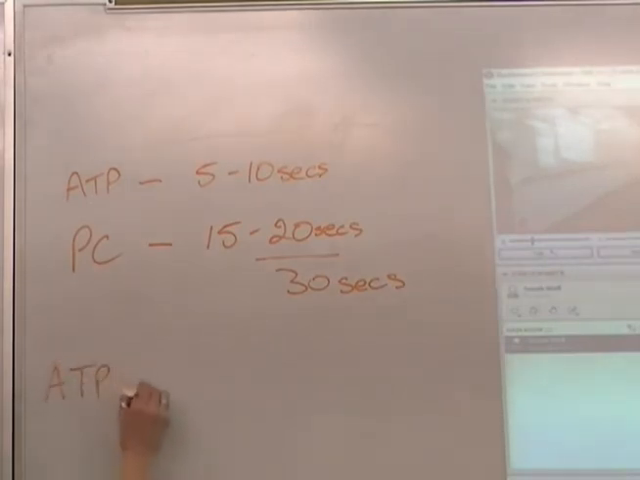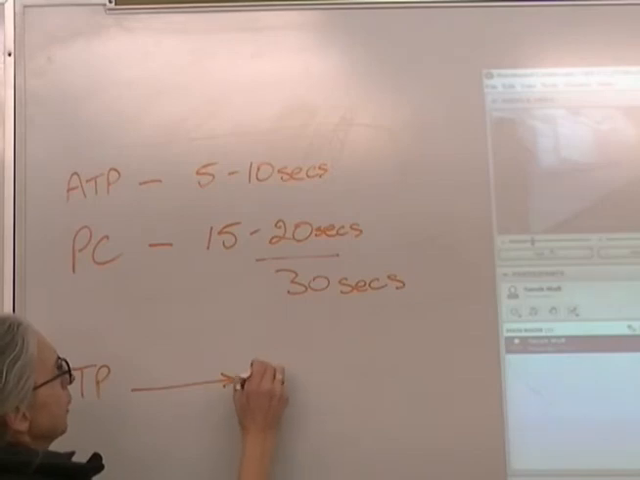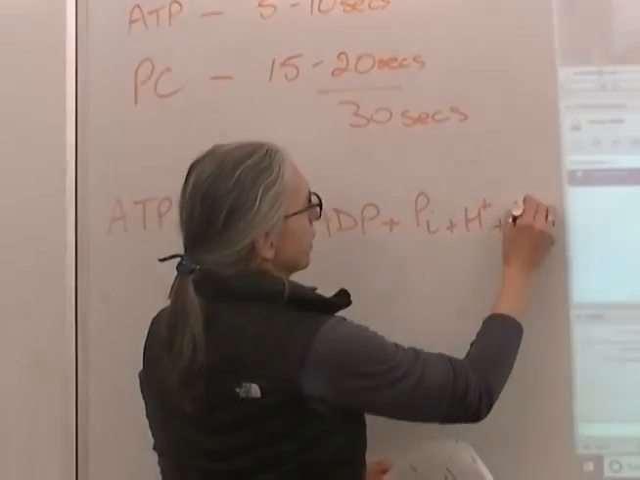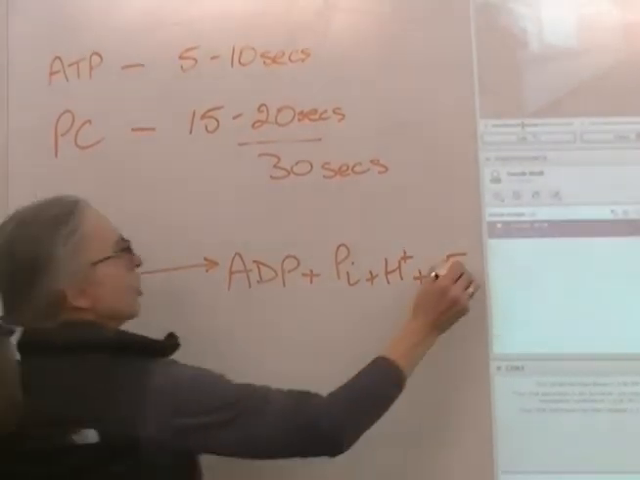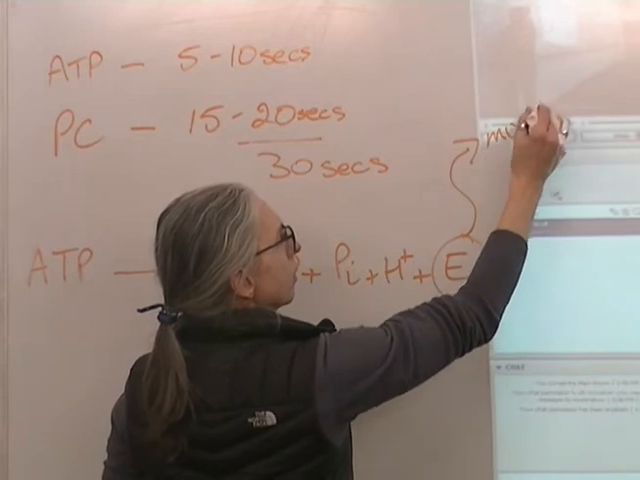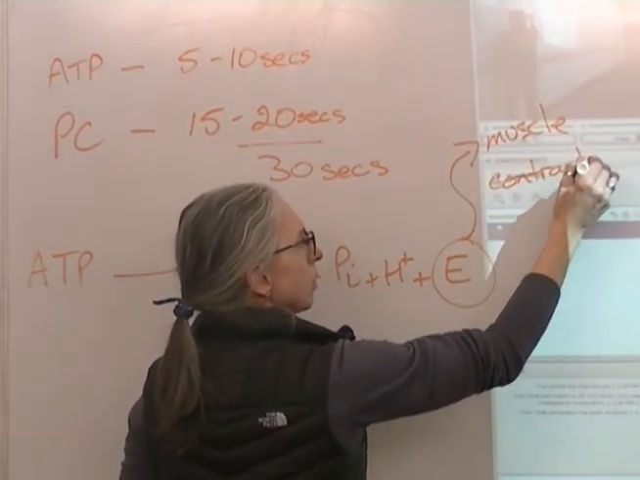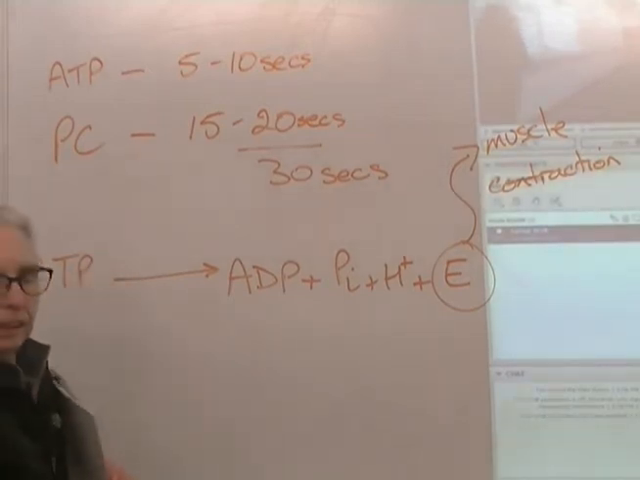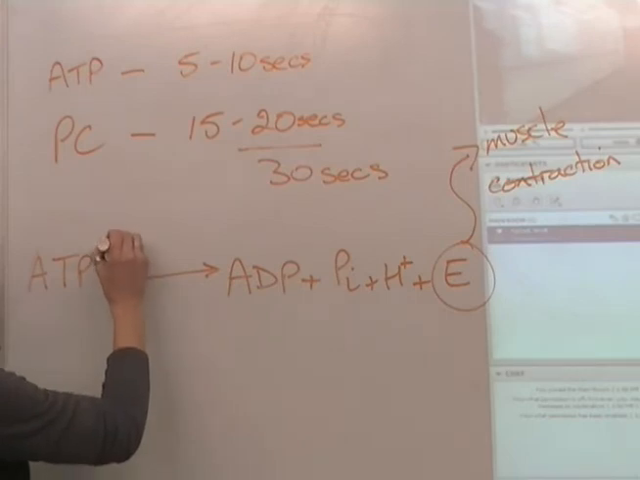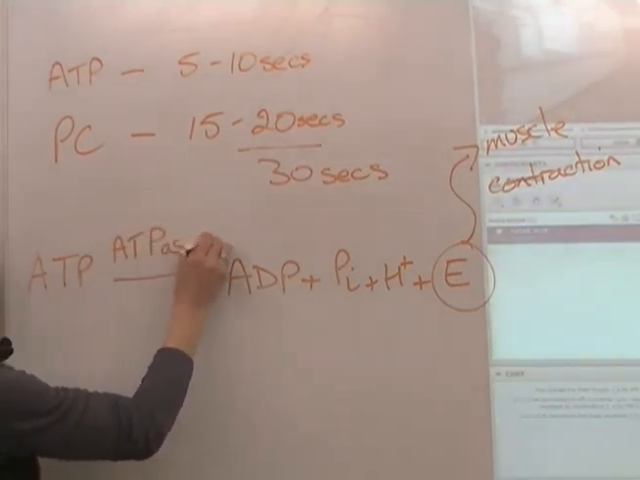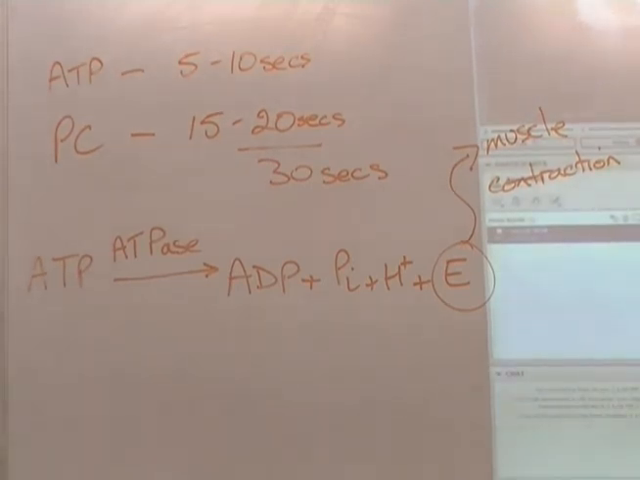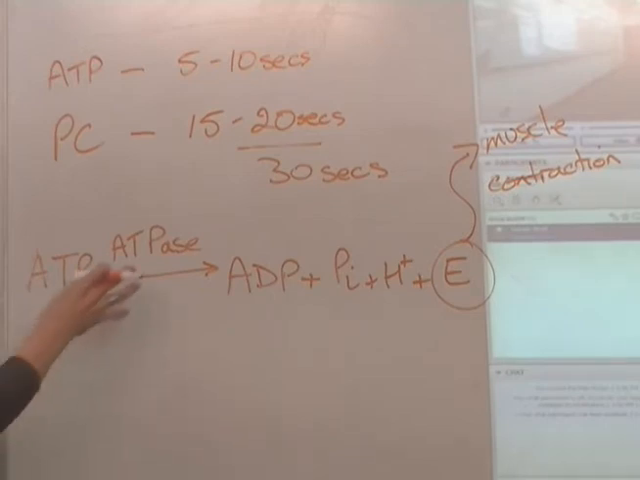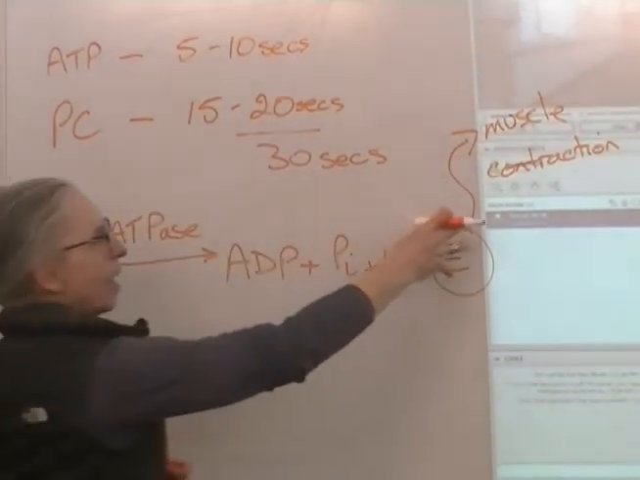ATP. Right, we're going to break it down into ADP plus Pi plus hydrogen plus energy. Right, that energy is going to be used for muscle contraction. My friendly little enzyme helping me out here is helpfully called ATPase. So I can't forget what it does. If you see any word that has ASE on the end of it, that signifies an enzyme. So ATPase facilitates the breakdown of ATP so that I've got energy for muscle contraction.